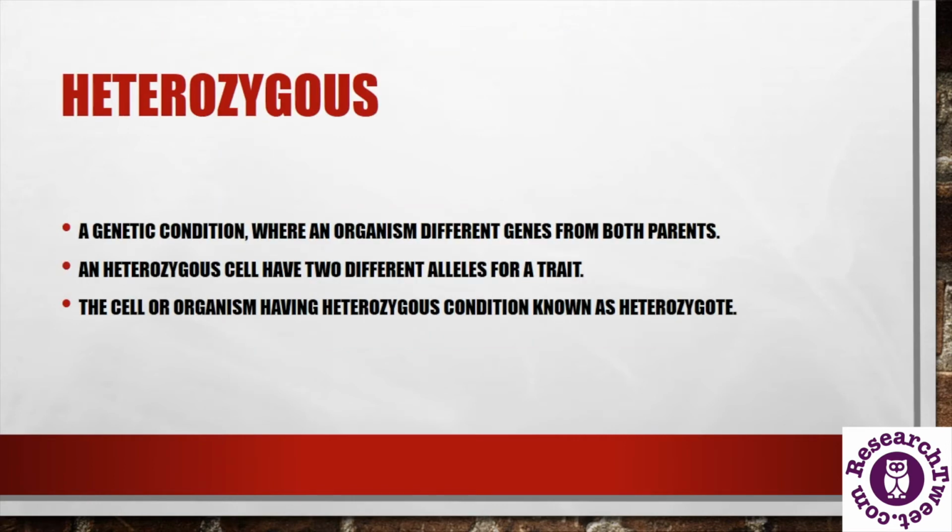Now let's understand the other type of zygosity, which is heterozygosity. In the condition of heterozygous zygosity, an individual inherits different genes for a specific trait from both parents. One of them is dominant and the other one is recessive. As a result, a heterozygous cell has different alleles for a character. The cell or organism which has heterozygous alleles is called a heterozygote.